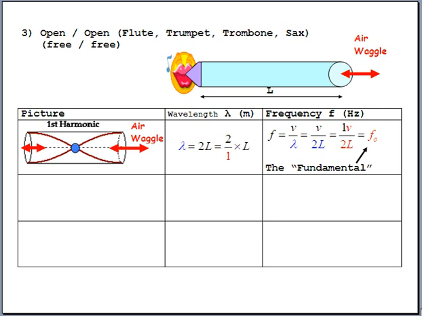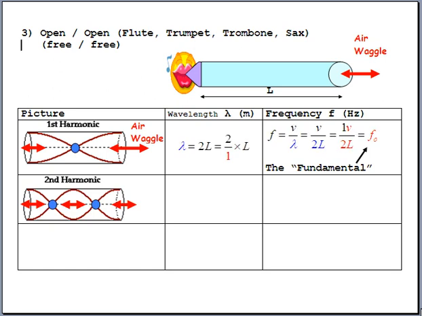If the trombone player just changes their face a little bit, they can make this note happen. They have to kind of tighten their lips. Now, looking at that, we have a full standing wave in there. It goes from crest to trough to crest. This is perfect. We can just say, oh yeah, lambda is equal to L, but I'm going to call it 2 over 2 times L.